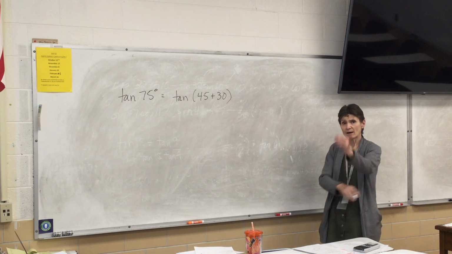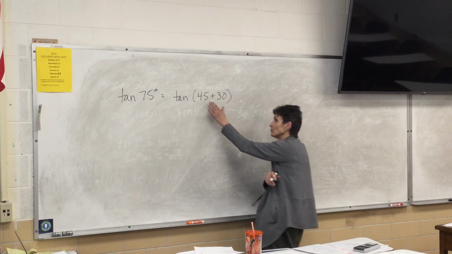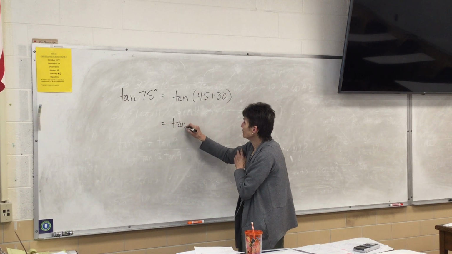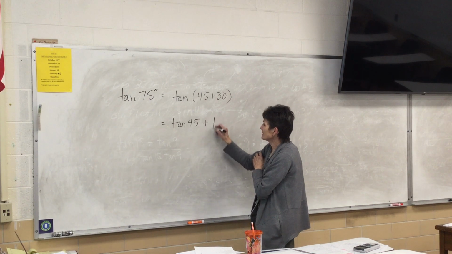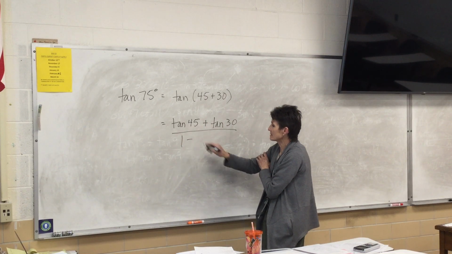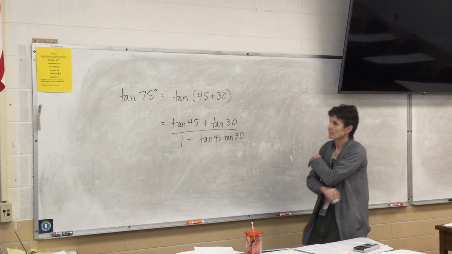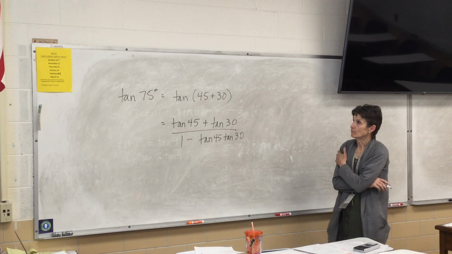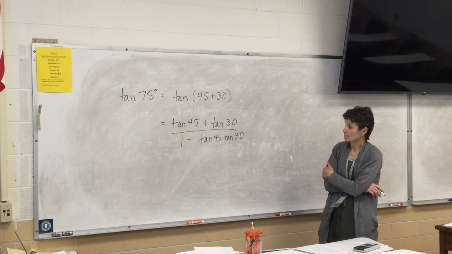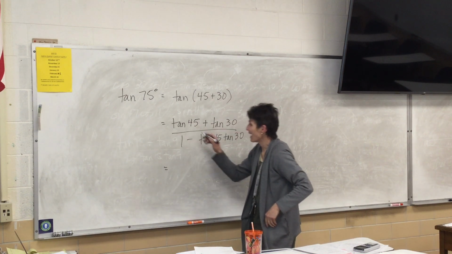And now we have a tangent of two angles added together. So this is like your U and your V. So that says tangent of the first plus tangent of the second over 1 minus tangent of the first, tangent of the second. That is the formula for the tangent of an angle plus an angle. Okay? So now I'm going to plug in those values.